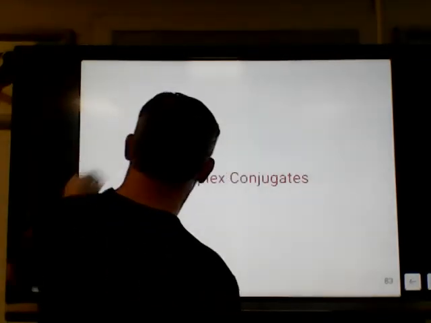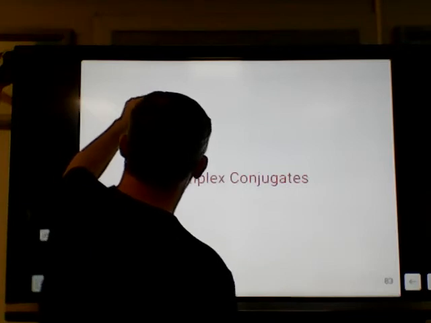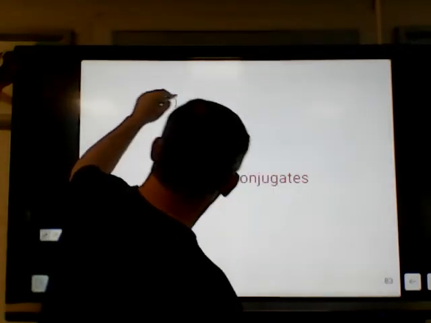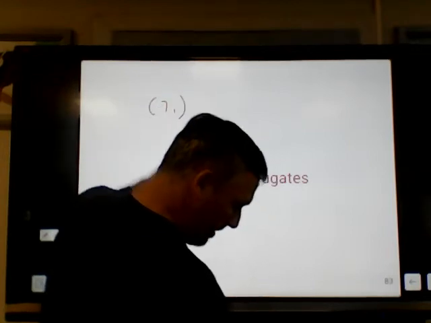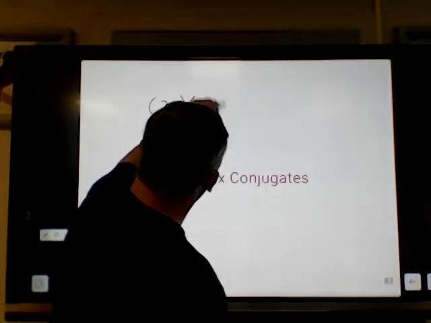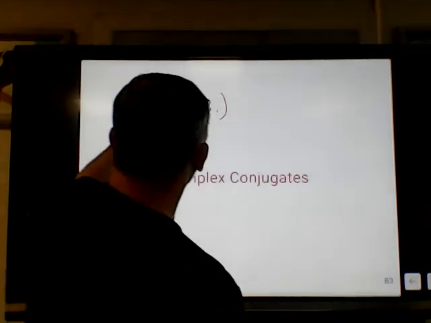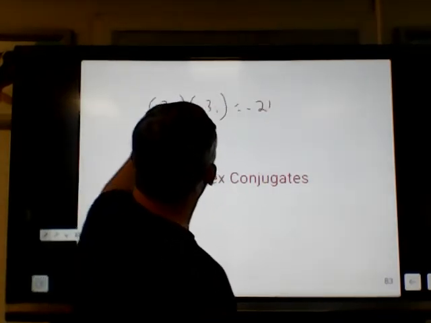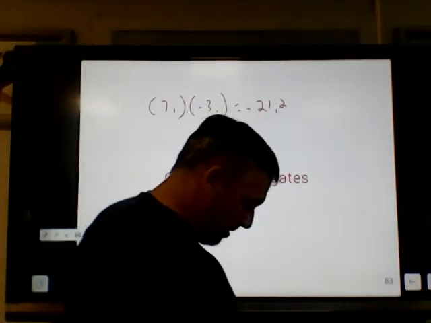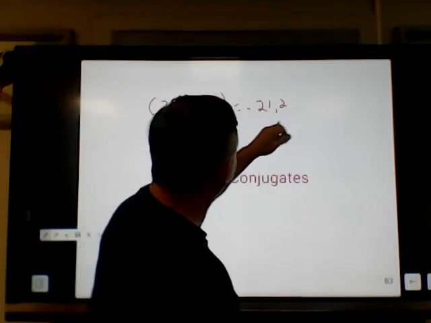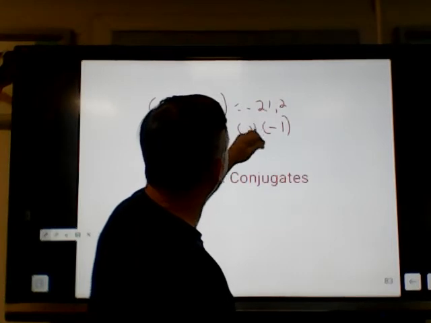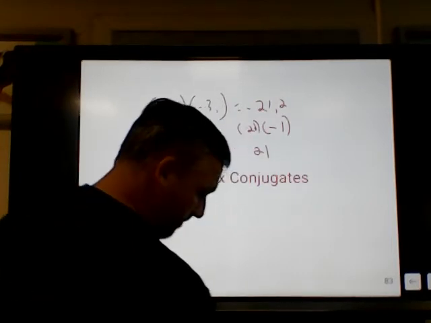So I have example 7. I might have something like 7i times negative 3i. So we're going to multiply. Well, 7 times negative 3 is negative 21. i times i is i squared. Well, we all know that i squared is negative 1. So negative 1 times negative 21 is where we get positive 21.